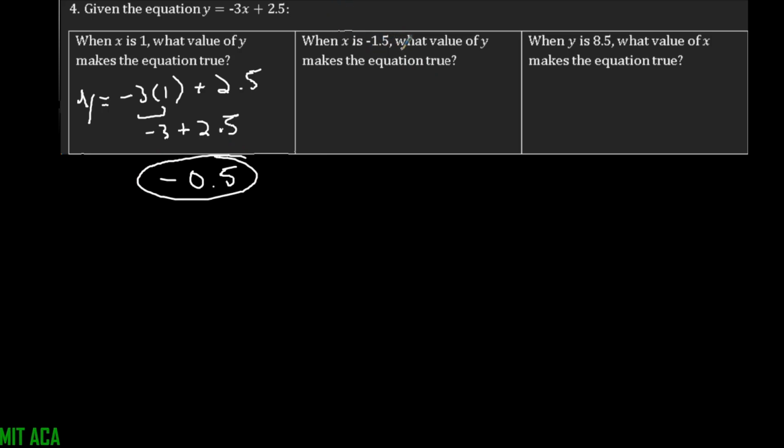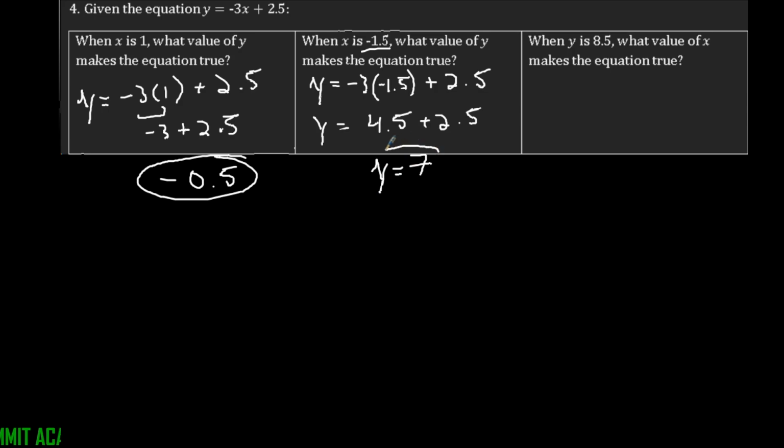Now it says when x is equal to -1.5, what's the value of y? So same setup, however, change that value of x. So we're going to say y equals -3 times -1.5 plus 2.5. So this is going to be the same as y equals 4.5 plus 2.5. And so for this one, I'm going to say y equals 7.